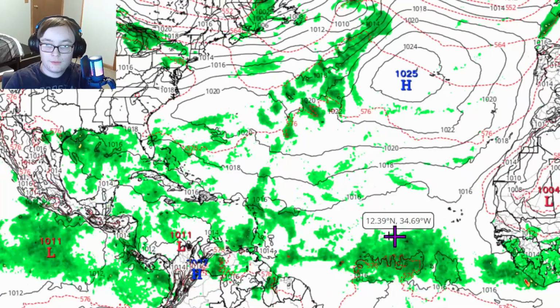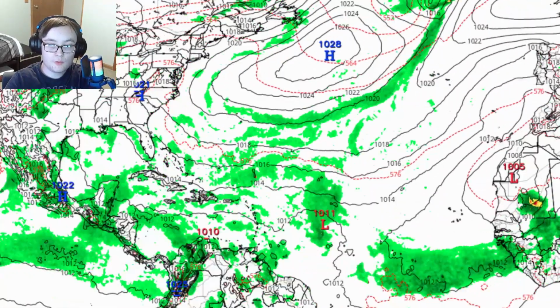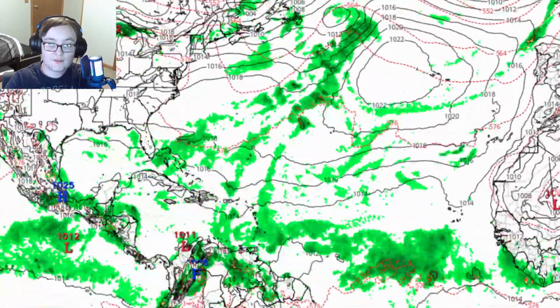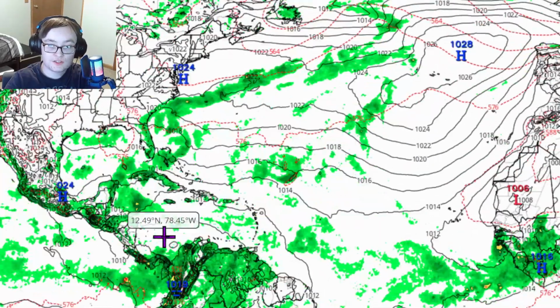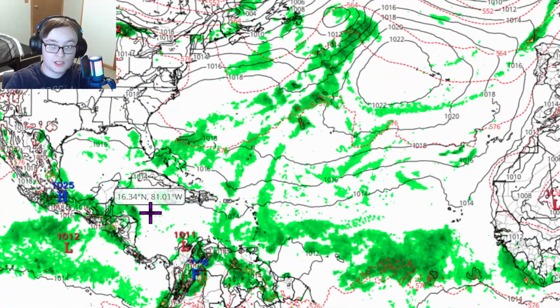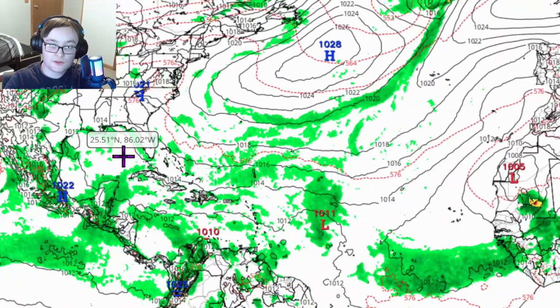There's your main development region system right there. See if the European does absolutely anything with it. And it doesn't. It really just keeps everything as very low end, just tropical wave activity. So the one in Central America, it looks like it kind of just stays there. It really doesn't get moving at all, and it's just not much of an interest on the European model.